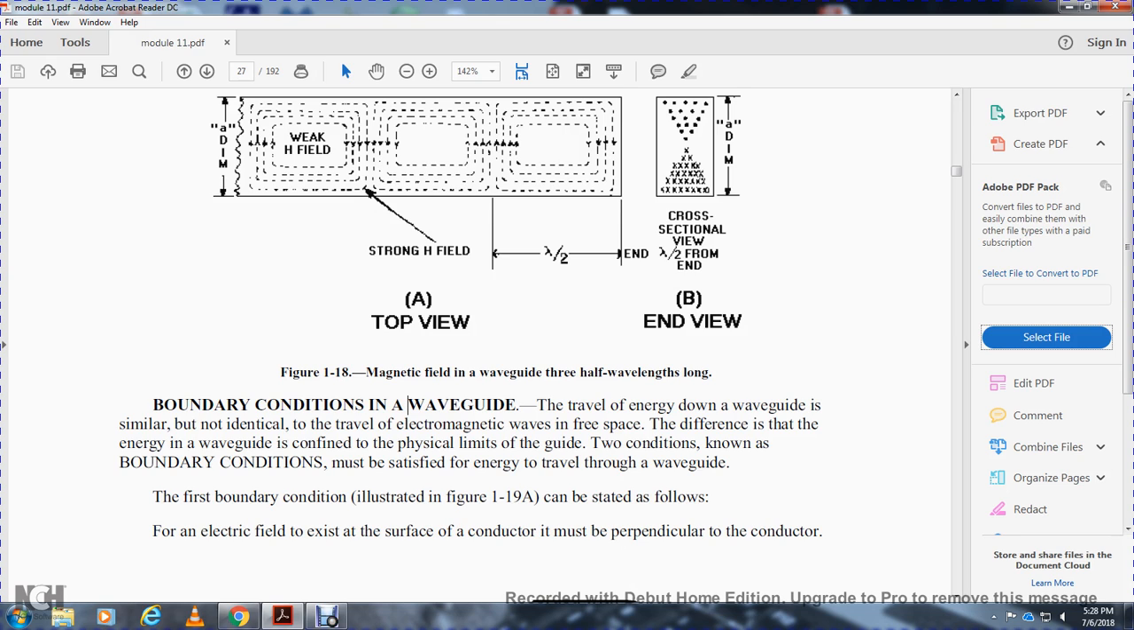The travel of energy down a waveguide is similar but not identical to that of an electromagnetic wave in free space. The difference is that the waveguide is a physical guide, so certain conditions, known as boundary conditions, must be satisfied for energy to travel through the waveguide.